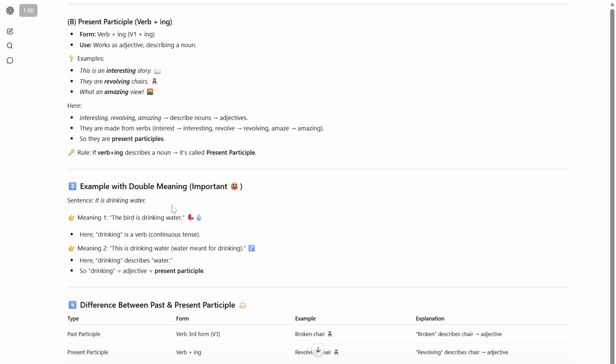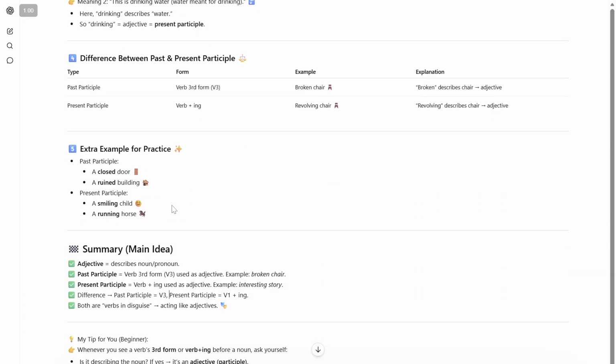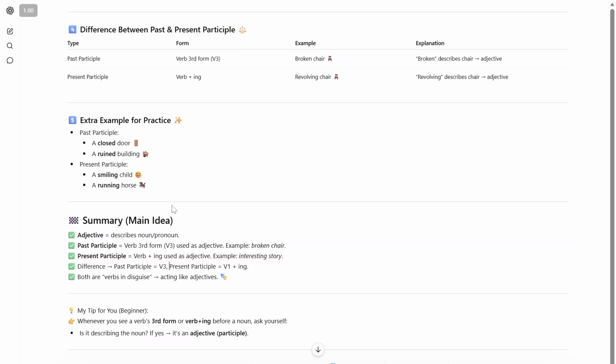Table: difference between past and present participle. Type, form, example, explanation. Past participle, verb third form V3, broken chair. Broken describes chair, an adjective. Present participle, verb plus ing, revolving chair. Revolving describes chair, an adjective. Extra examples for practice. Past participle: a closed door, a ruined building. Present participle: a smiling child, a running horse.